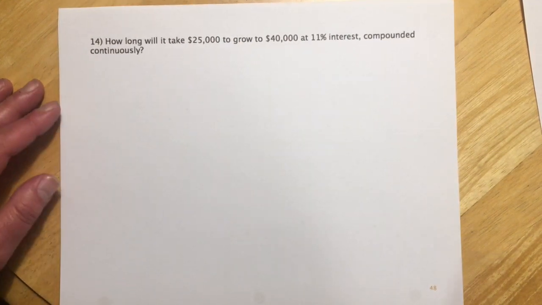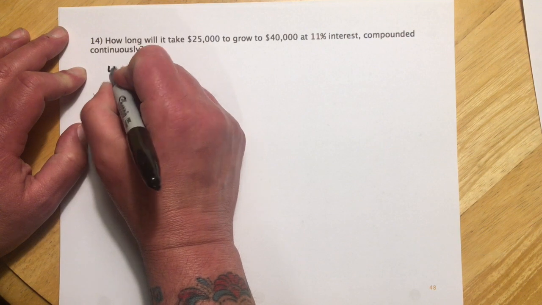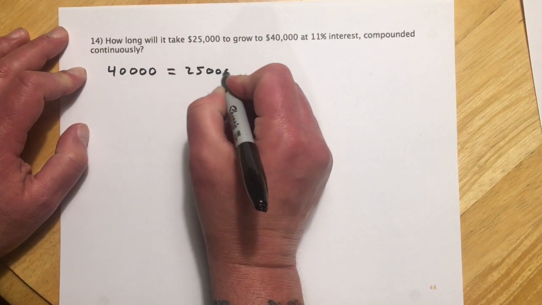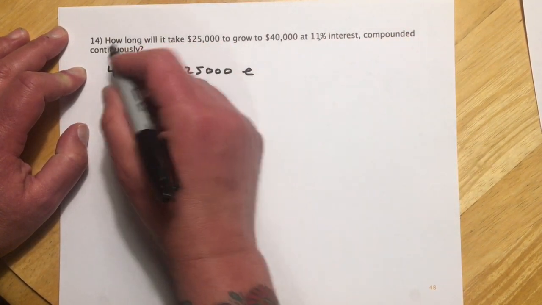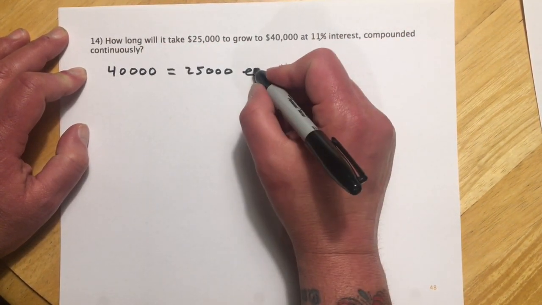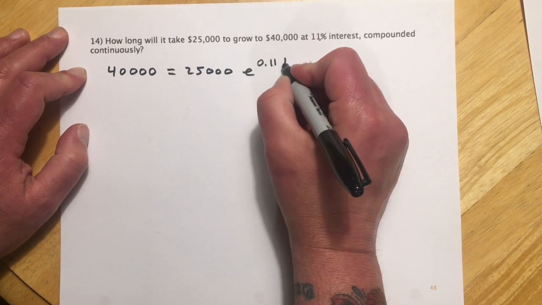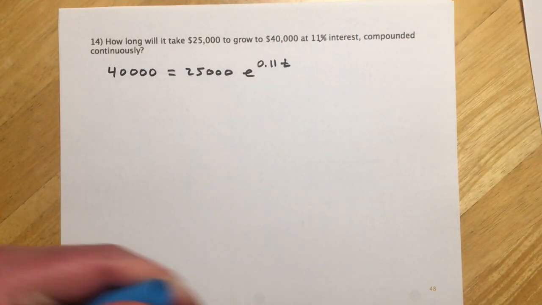And last one, so how long will it take 25,000 to grow to 40,000? So 40,000 out, 25,000 in at 11%, compounded continuously. And so that's our e to the rt, so that'll be 0.11t. And then I'm going to divide over the 25 grand.